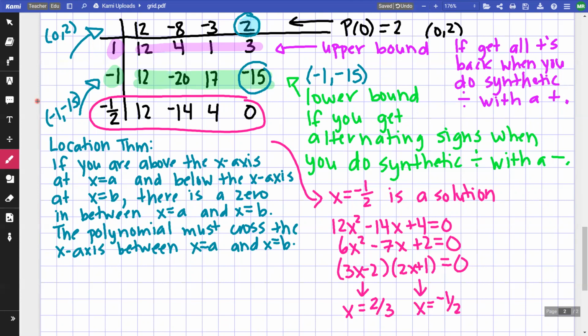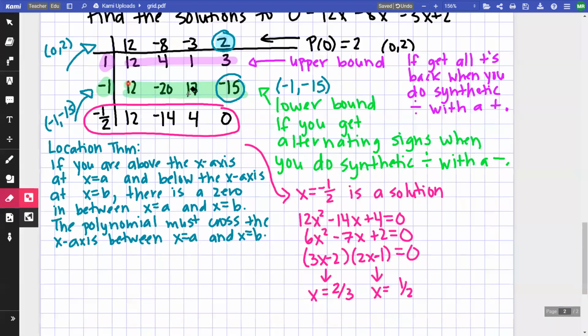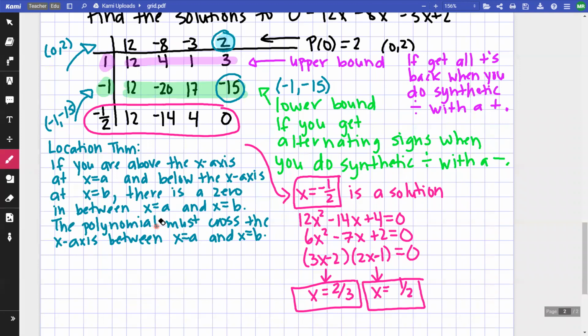So this one should have been, I apologize, positive 1. Sorry, a -1/2. I apologize. That's a -1/2. So this is going to be a positive 1/2. So my solutions are going to be, again, x equal -1/2, x equal 2/3, and x equal 1/2. Those are my 3 solutions.